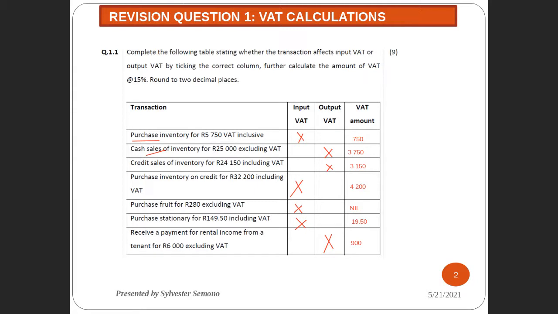And again, majority of you are struggling to identify input and output. In simple terms, the input is when you buy. So input is paid by us. As long as we go and buy as a business, we are going to pay input. But output is paid by the customers. So when we sell to our customers, customers will pay the output. So you must check whether you are selling or you are buying. Yes, there are special cases where you must do the reversals, where there are discounts, where there are returns, you just have to do the reversal.